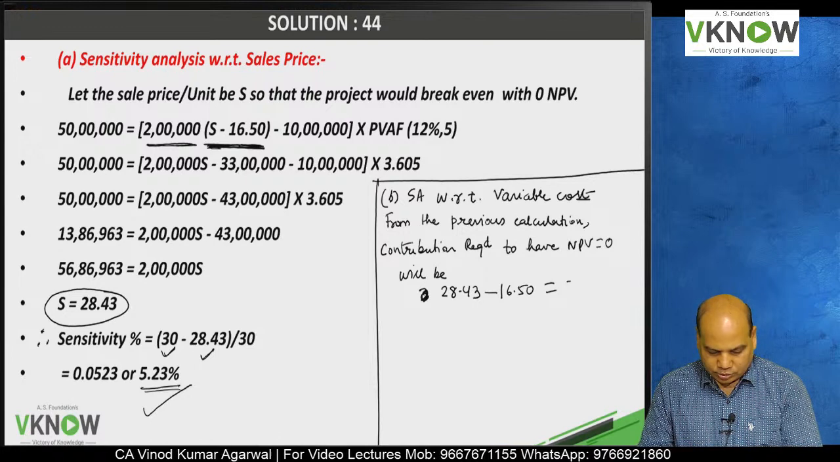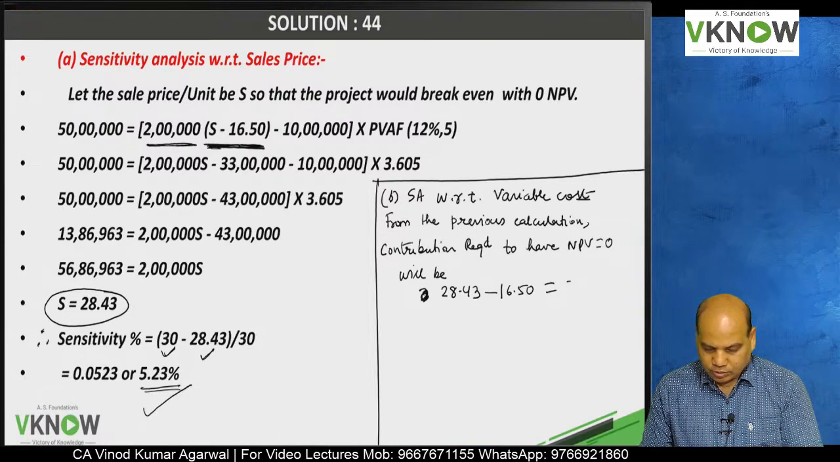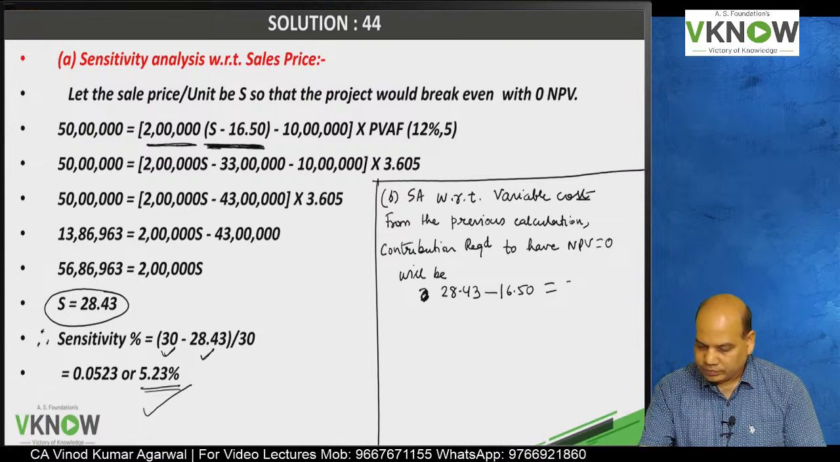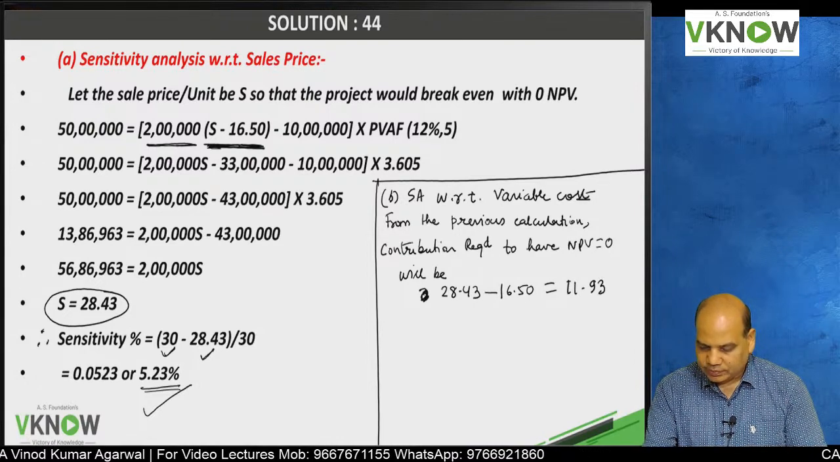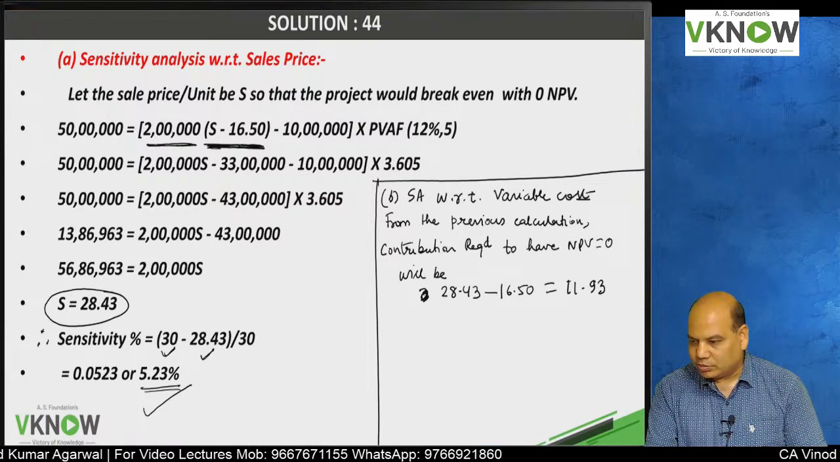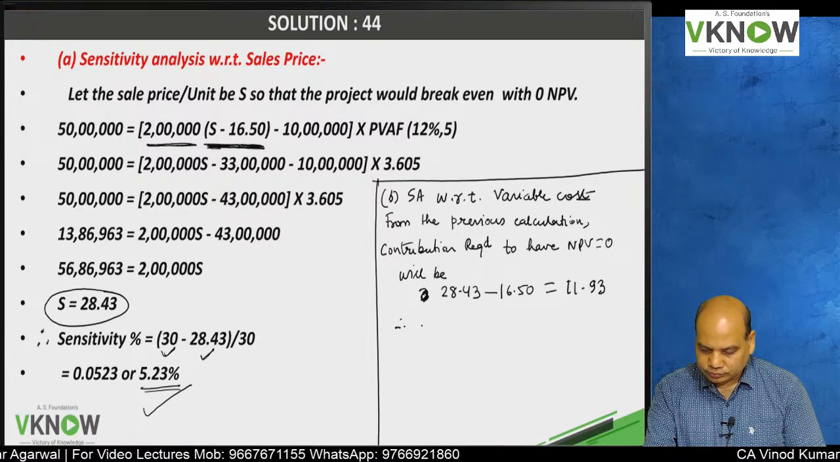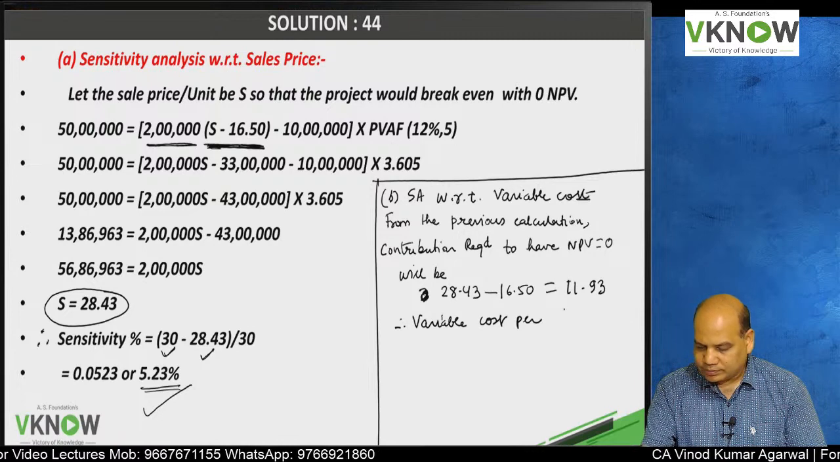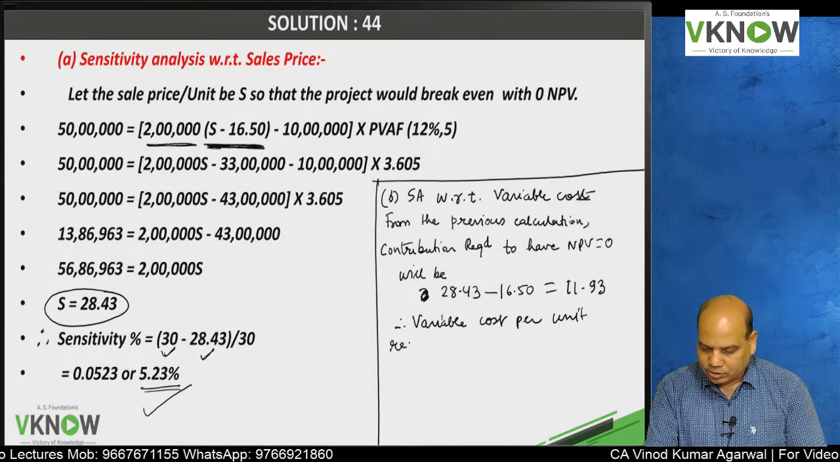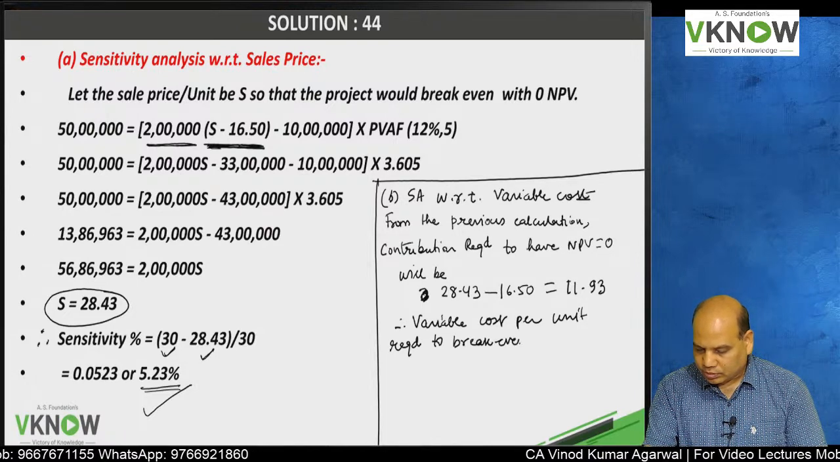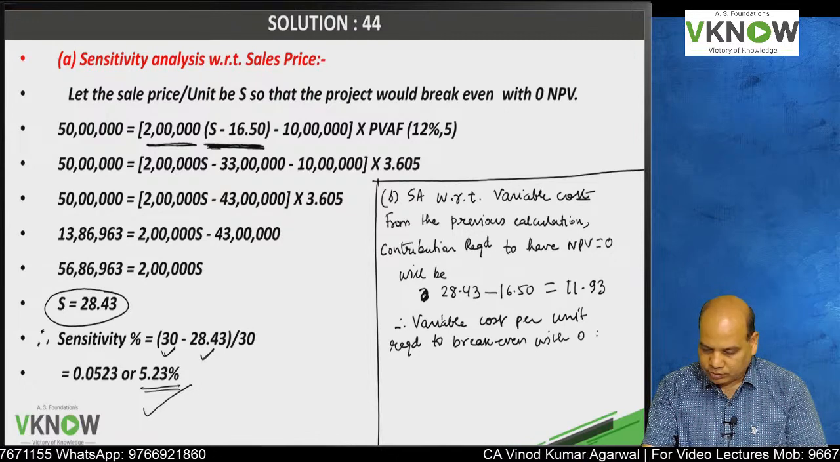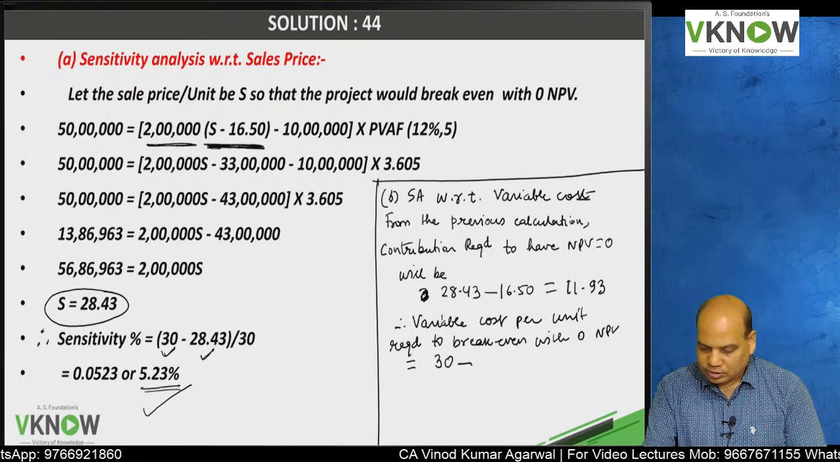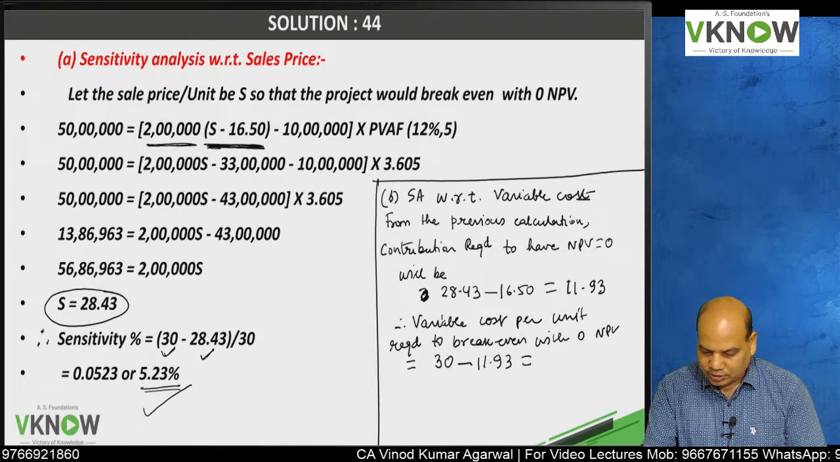28.43 minus 16.50. Is it 11.93? 11.93 is the contribution. Therefore, variable cost per unit required to break even with 0 NPV: selling price is 30 rupees and I require 11.93.